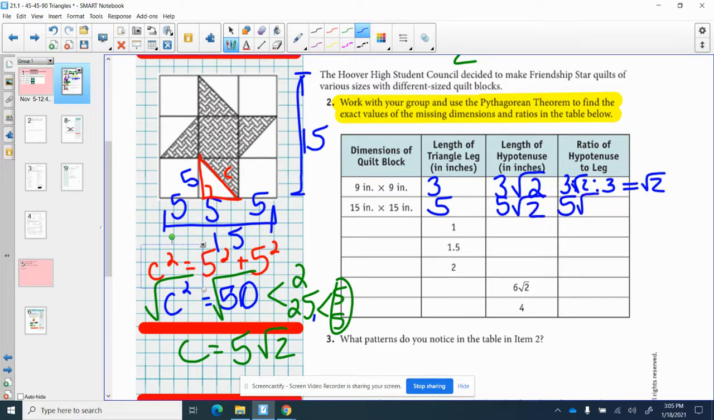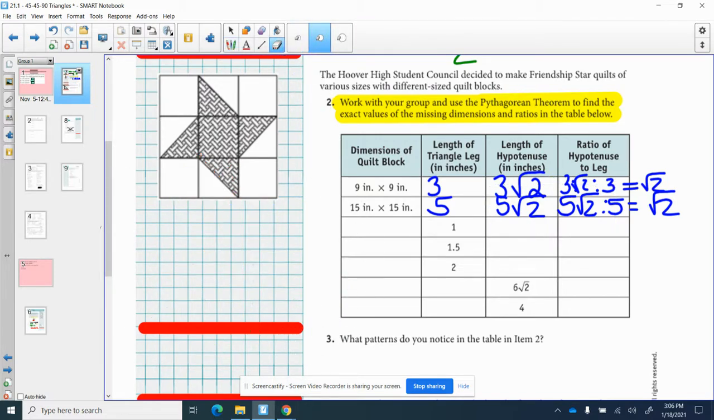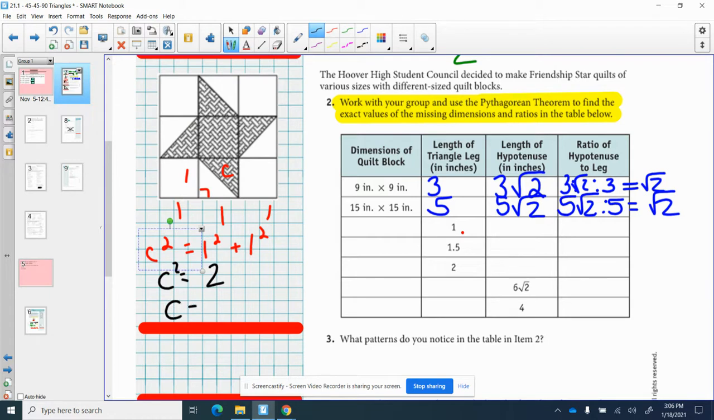So by now you may start seeing a pattern as we are breaking these down. If our sides are 1 this time, these are all 1. And if we're solving for c squared equals 1 squared plus 1 squared, so c squared is 2, so c is just the square root of 2. So square root of 2 divided by 1 is square root of 2.